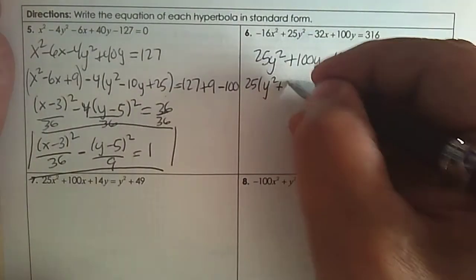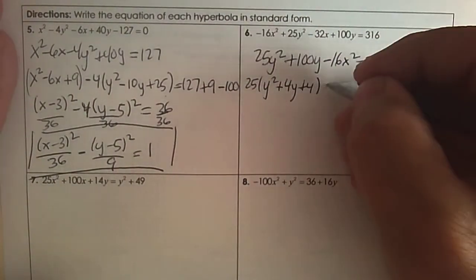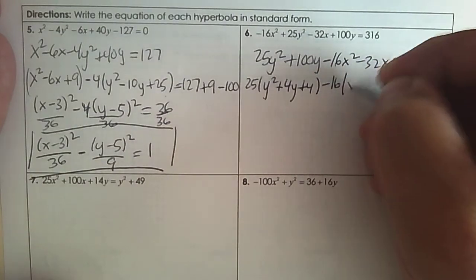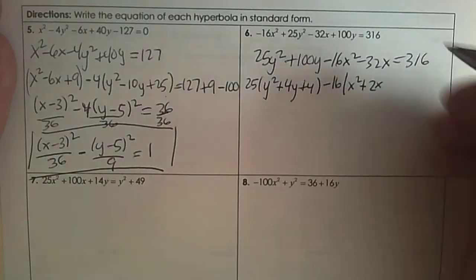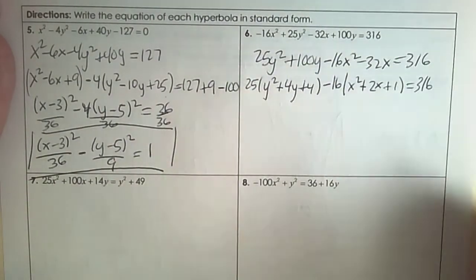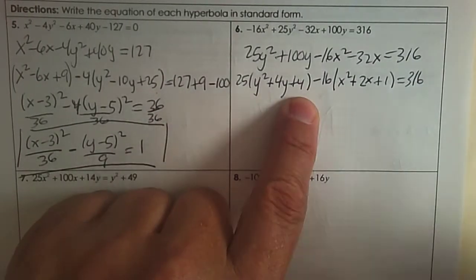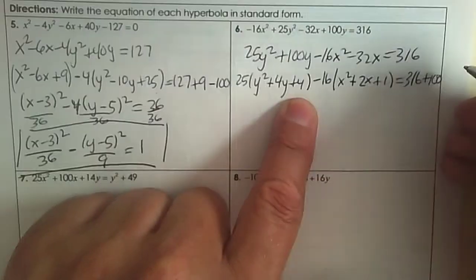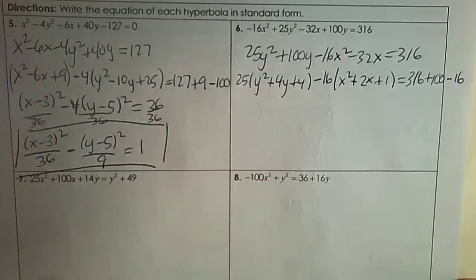100 divided by 25, that's 4. Divide by 2 and square, that's also 4. Factor out a negative 16, be careful, it's going to be plus. And when you divide, that's 2. Divide by 2 and square, that's 1. And then what numbers do I add that weren't there before? That's 25 times 4, that's 100. And negative 16 times 1, that's negative 16.